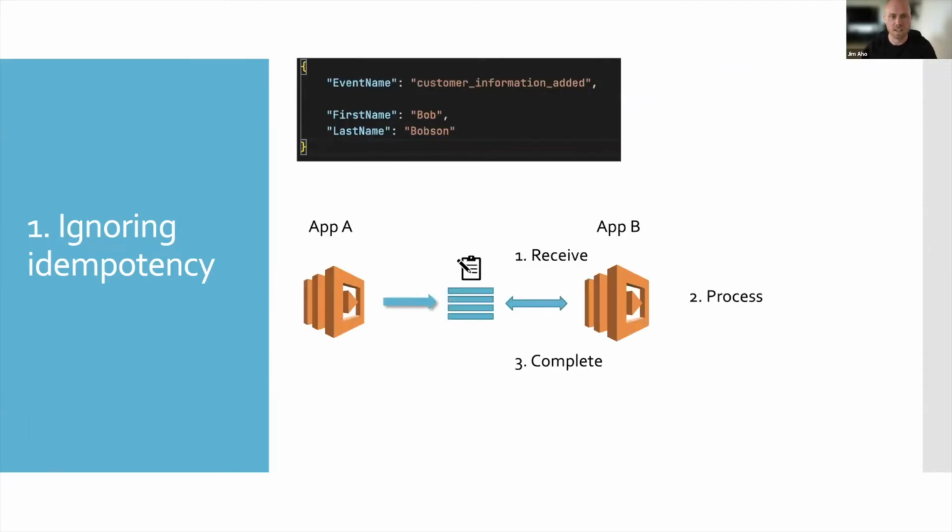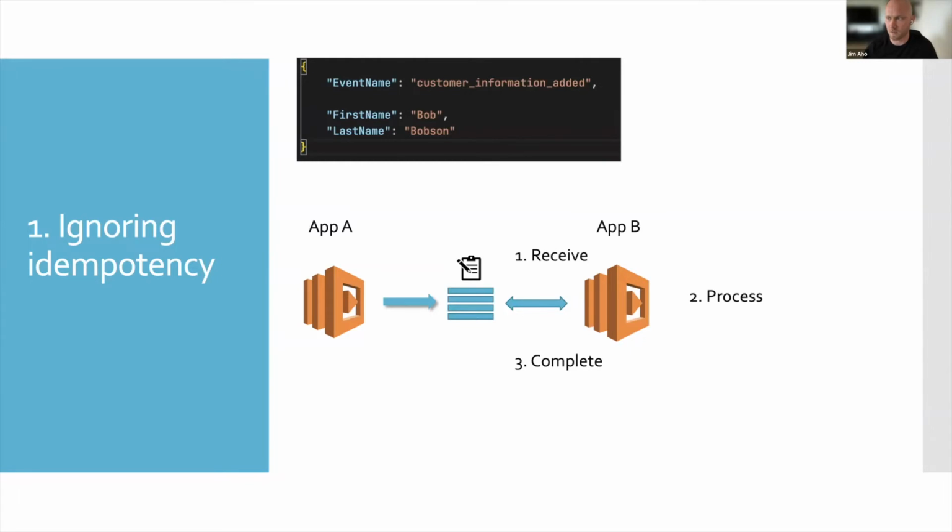So let's imagine you have an event with the event name customer information added. You have a first name and a last name. I've removed a lot of information just to make the event easy to understand. Usually application A sends the message and B will at least one, receive it, two, process it, and three, complete the message on the queue, telling the queue that I'm done with this message, I am successful, please remove the message so I do not get it anymore in the future. That's what step 3 means.